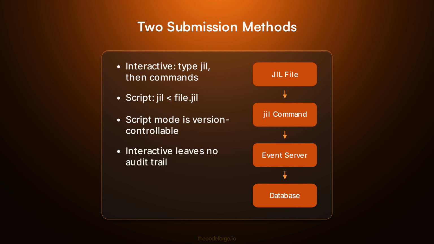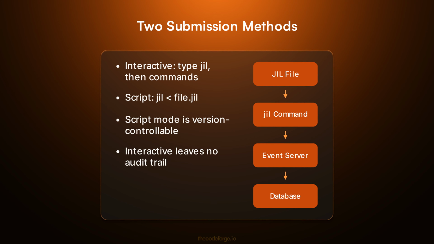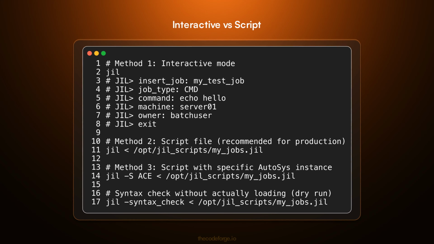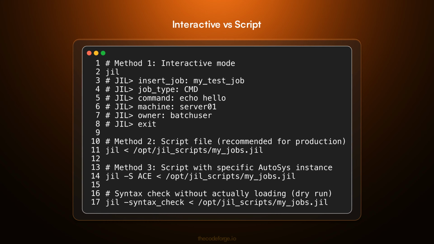There are two ways to submit JIL: interactive mode for quick tests and script mode for production. Always use script files stored in Git. Every change is tracked. Here's the interactive method on top and the script method below. The syntax check flag is a lifesaver. It validates without making changes.